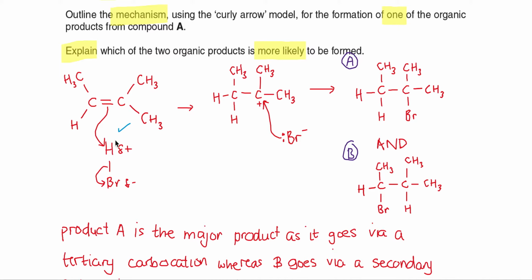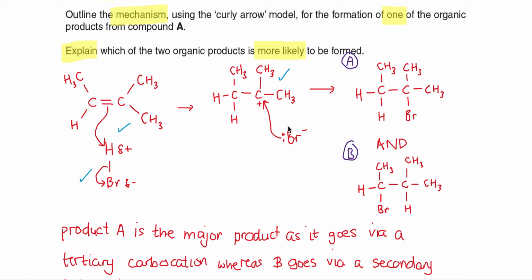Okay. Next mark is for this bond here breaking. So again, the curly arrow must start at the middle of the bond, going to the Br atom, and that's your second possible mark. Next one is for drawing the correct carbocation. I've gone for this one. You could have equally put the carbocation on this carbon and the hydrogen on this one. Either would be fine. So you get 1 mark for the correct carbocation.